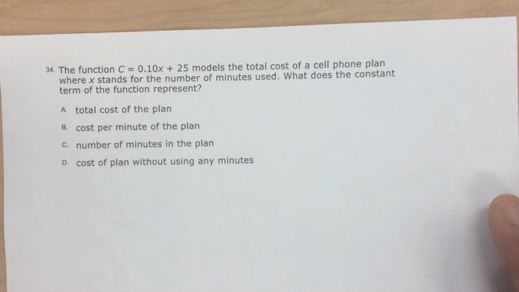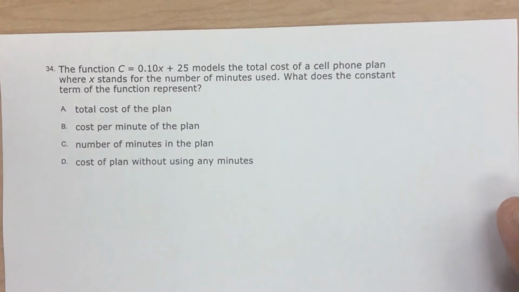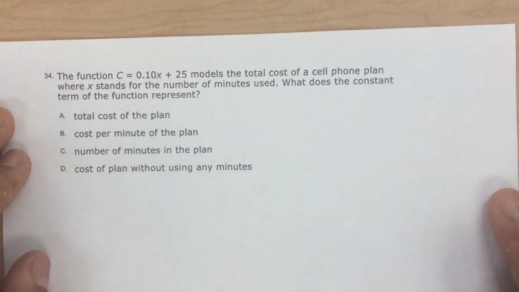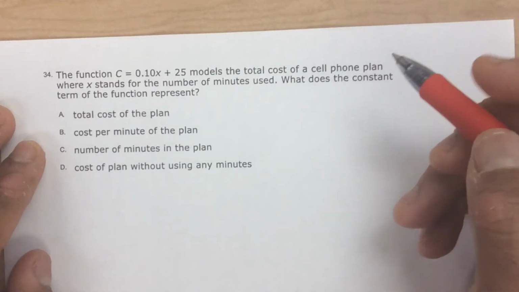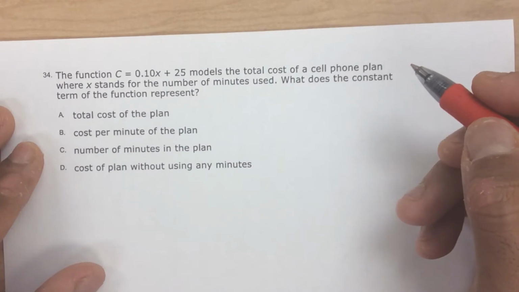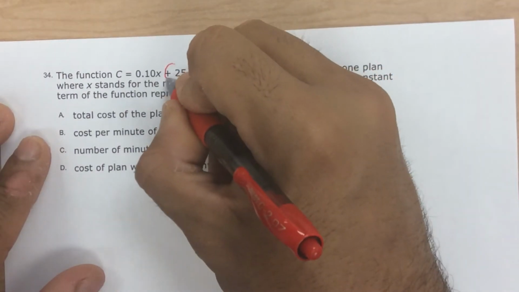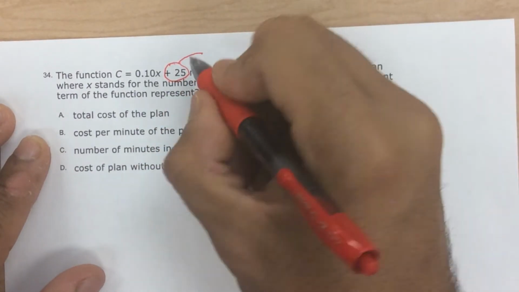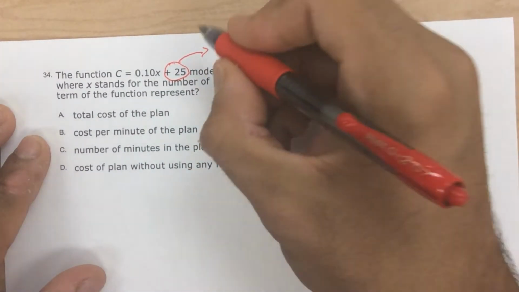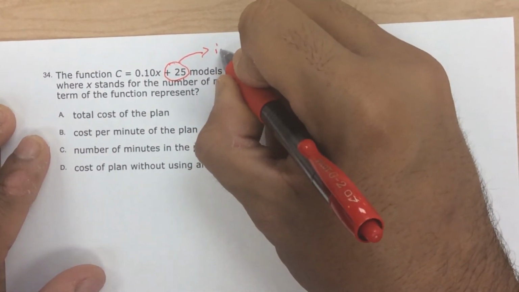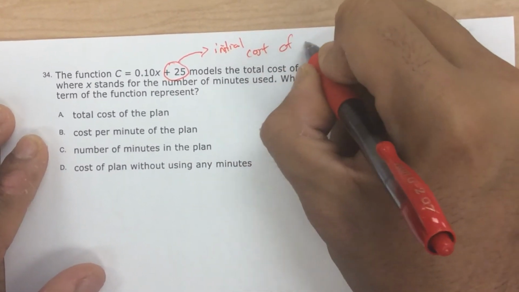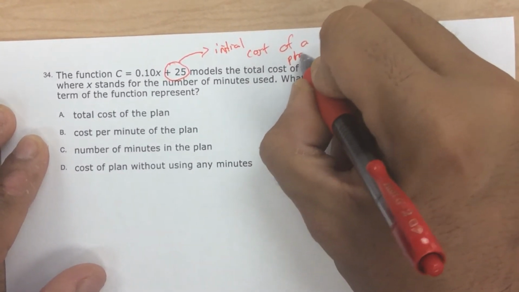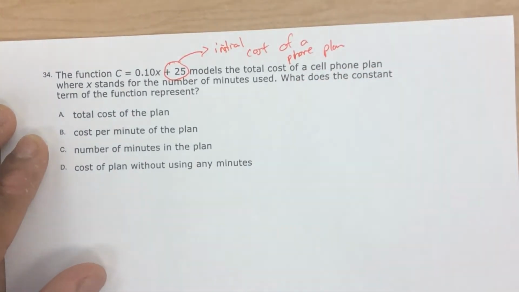And last but not least, number 34. 34 says the function c equals 0.10x plus 25 models the total cost of a cell phone plan where x stands for the number of minutes. What does the constant term of the function mean to us, and what does this mean? Okay? So that's the initial cost of a phone plan. Okay? That's what it means.